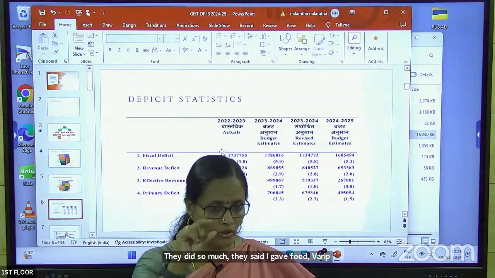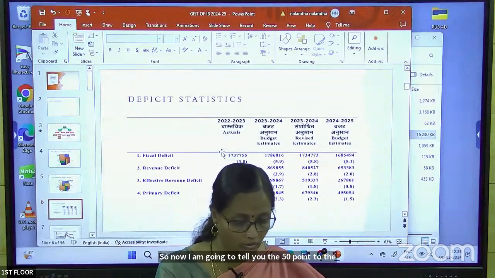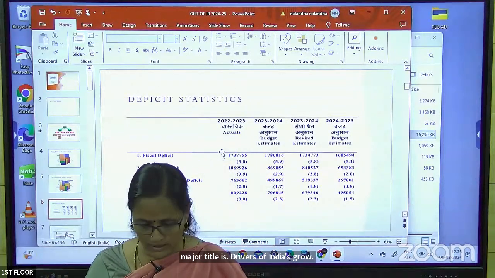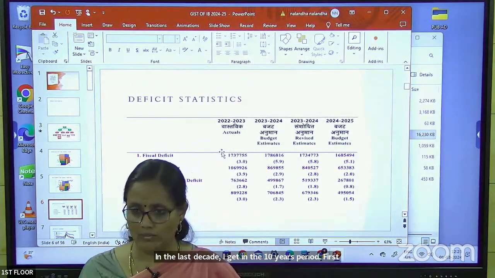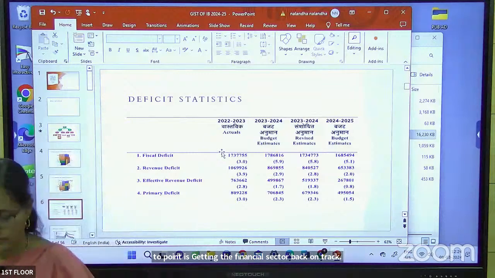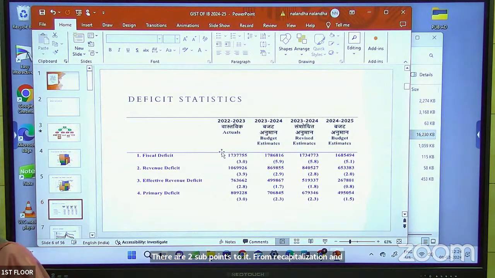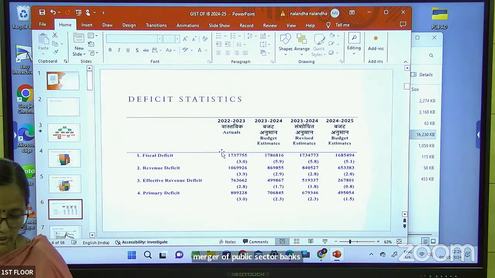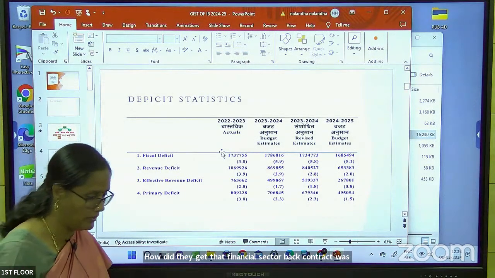So now I am going to tell you the 5th point. The major title is Drivers of India's Growth in the Last Decade, again in the 10 years period. First point is getting the financial sector back on track. There are 2 subpoints to it. How did they get the financial sector back on track? One, from recapitalization and merger of public sector banks.